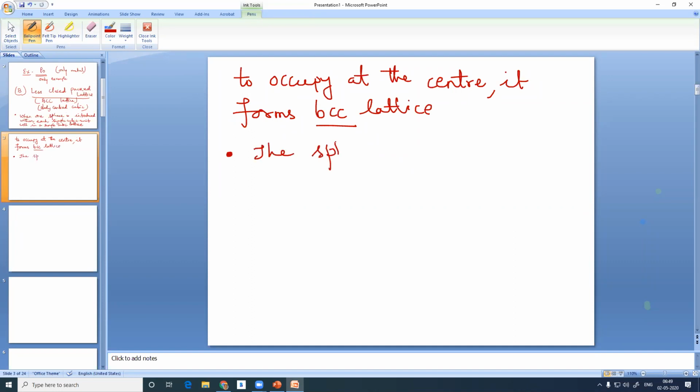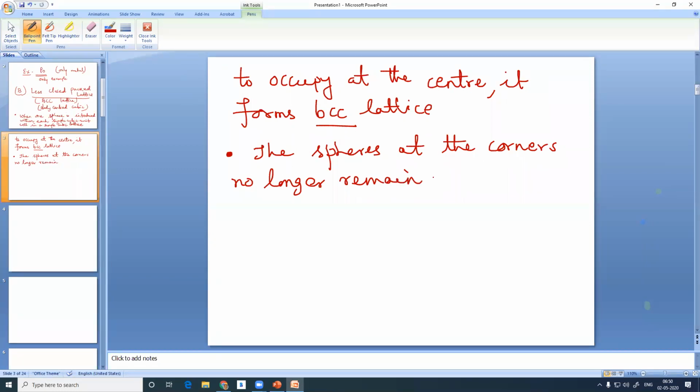The spheres at the corners no longer remain in contact along the edges. Now let us draw. This is the point model.